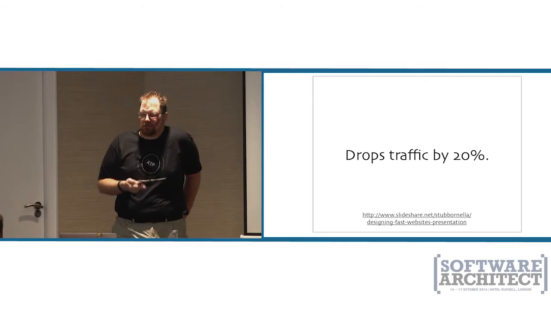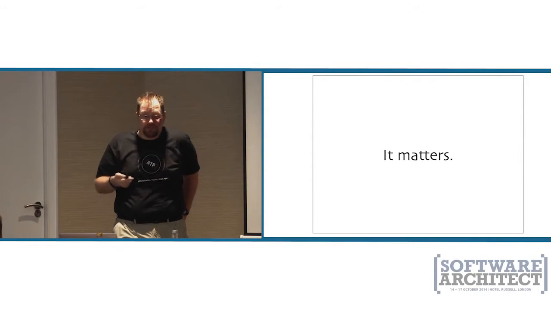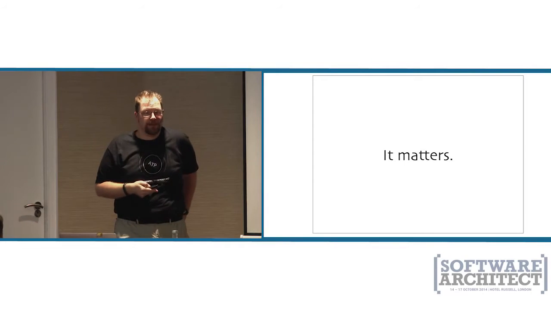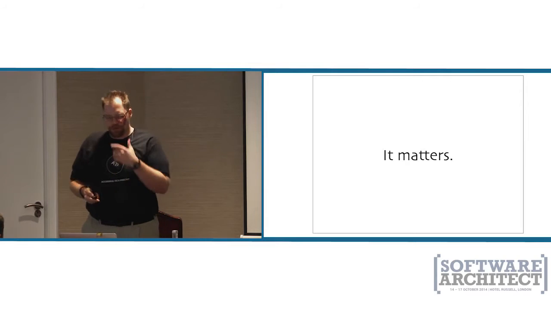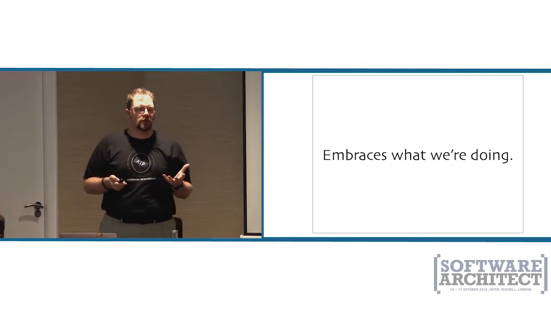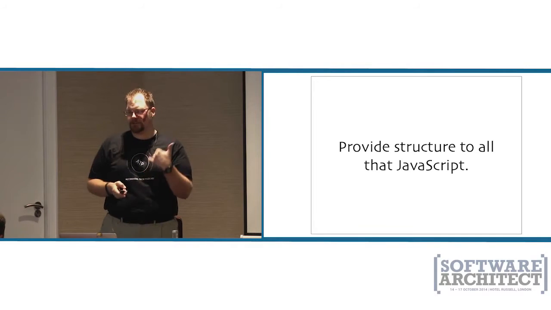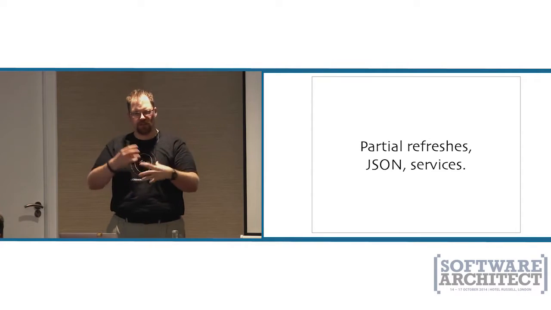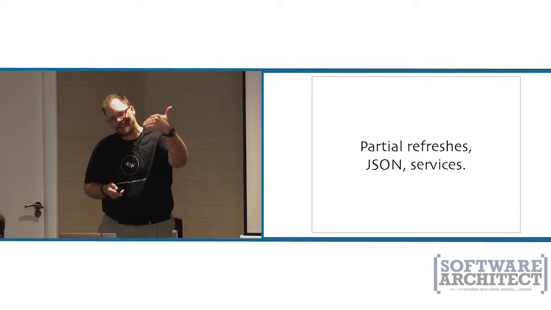So it turns out, guys, this performance stuff really matters. Speeding up our application by even just 200 milliseconds can have a really big impact on our customers. So this JavaScript MV star approach takes what we've already been doing and says, all right, let's put a little bit of structure on all that JavaScript. Let's take that sort of partial refresh JSON servicey thing we've been doing since the beginning of the Ajax world. Let's just go one step further.